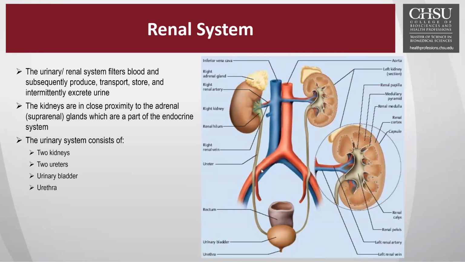Then we have two ureters, which are tracts that lead that urine towards the bladder. The bladder is really a fancy storage tank. It's going to store that urine there until it can be expelled. And then the urethra will be the tract that eliminates that through the external body.